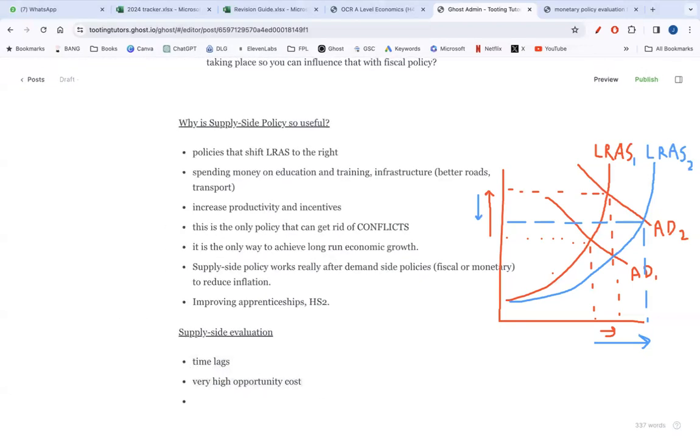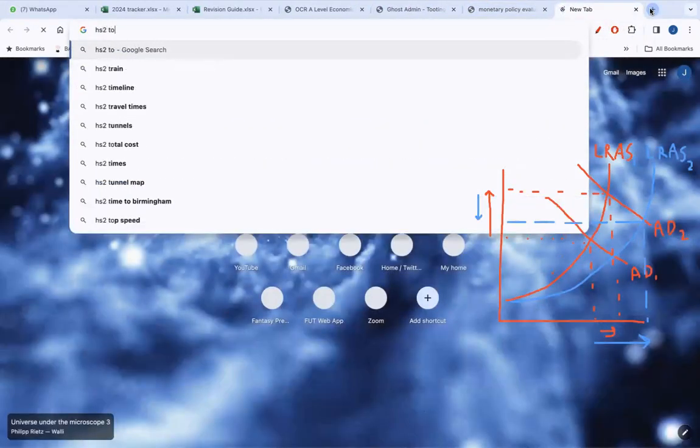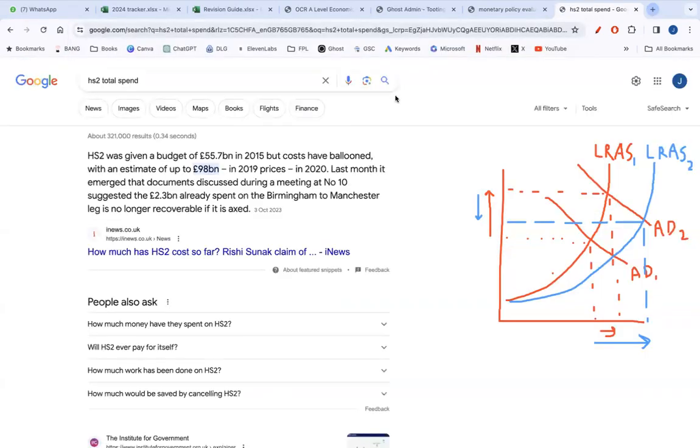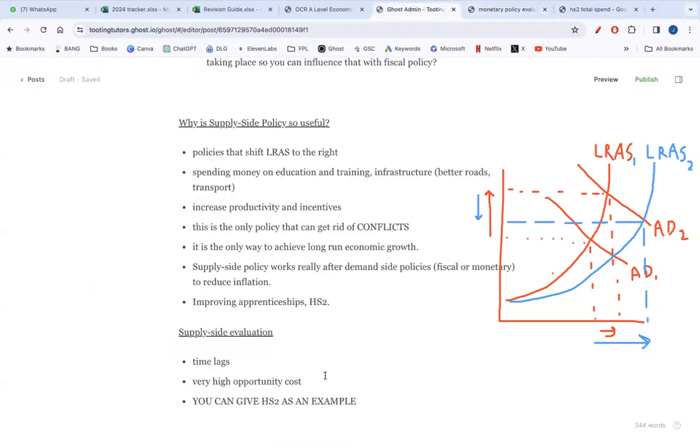And the best part about it is you can always give an example. HS2 had a time lag, didn't it? And we still haven't seen the benefits of that, 10 years ago, and it's still going to go on for 10 more years. And then a very high opportunity cost, you can Google it. I think they spent 100 billion on it. I don't know exactly what they spent.